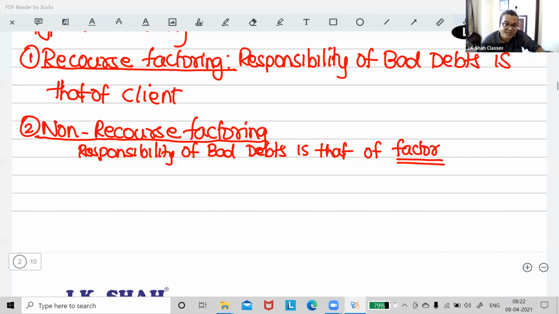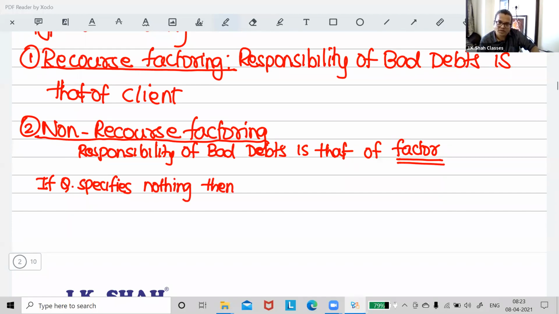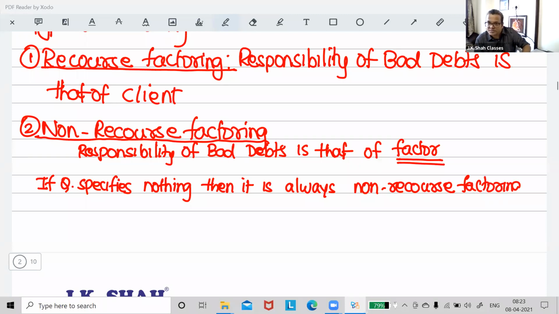If the question specifies nothing, then it is always what? Non-recourse factoring. Guys, as a client, why the hell would I pay you 2-3%? Just to hear from you that I have suffered bad debts?